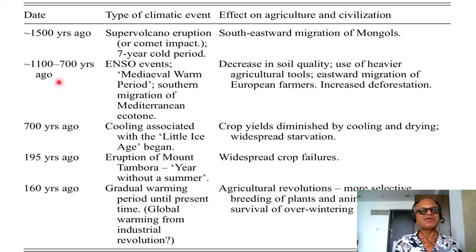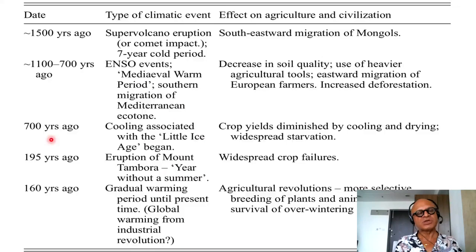1100 to 700 years ago. ENSO events, medieval warm period, southern migration of the Mediterranean ecotones. Decrease in soil quality affected agriculture, and there was use of heavier agricultural tools. Eastward migration of European farmers increased deforestation. So population increase would have been already manifest by this time, and the Vikings were there on Greenland doing agriculture.